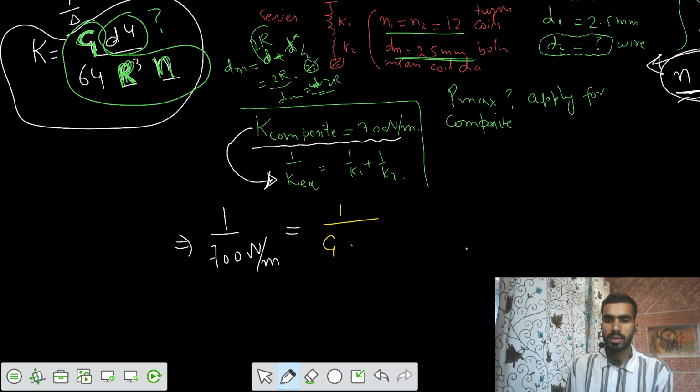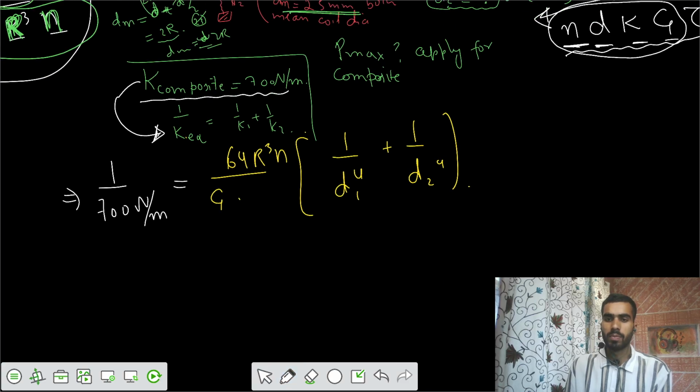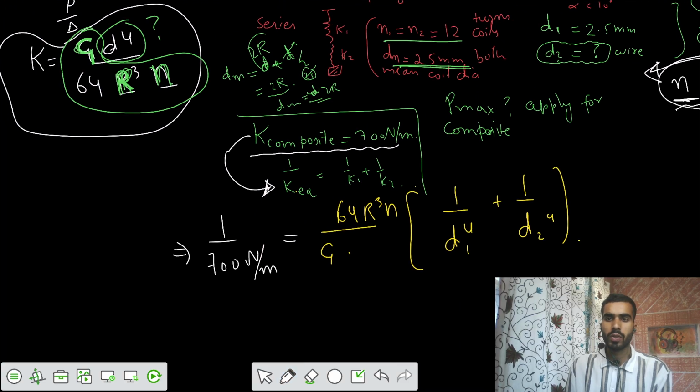So let's say we have this equation now. The value of K1 would be G d to the power 4 divided by 64 r cube n, and inside we have 1 by d1 to the power 4 plus 1 by d2 to the power 4, in this fashion. Okay, did you get it? Did you get this equation?